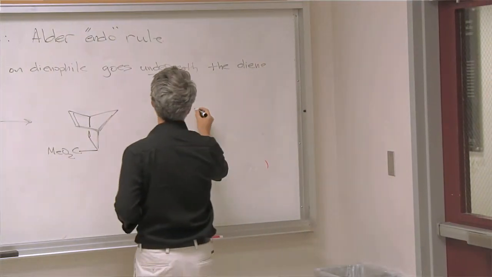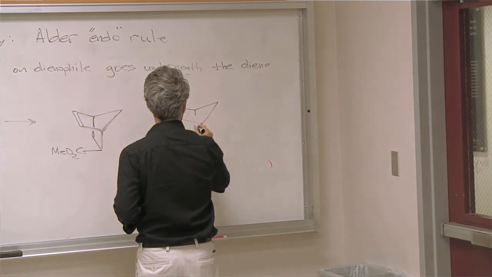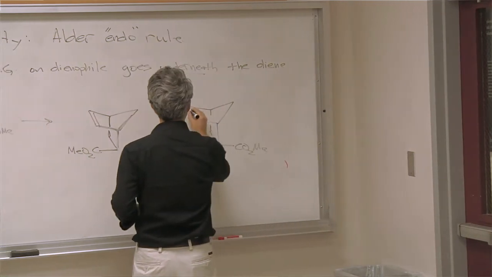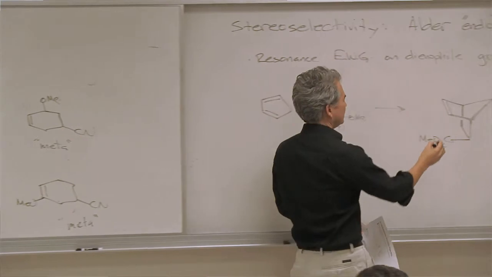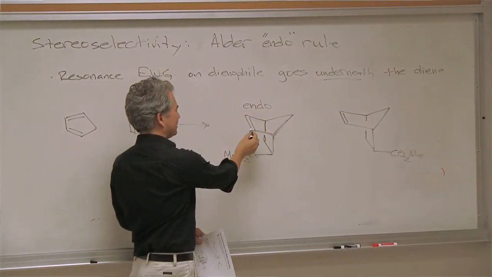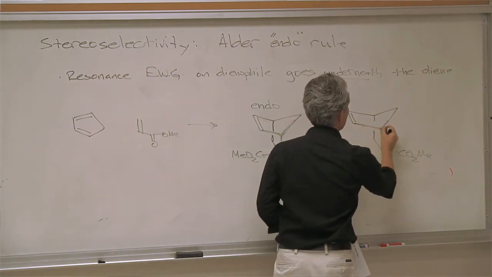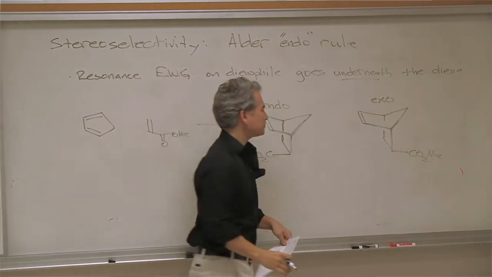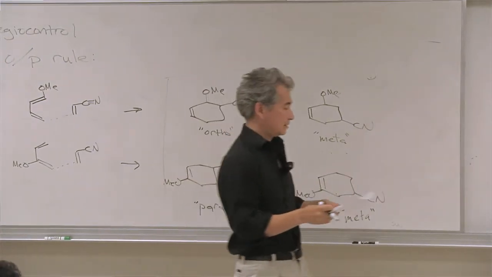And in the other stereoisomer, the ester is in the less sterically hindered position. The terms we have for these are endo and exo. So we refer to this as endo, where this carboxymethyl is closer to the 2-carbon bridge, as opposed to the exo orientation, where the carboxymethyl is closer to that 1-carbon methylene bridge.